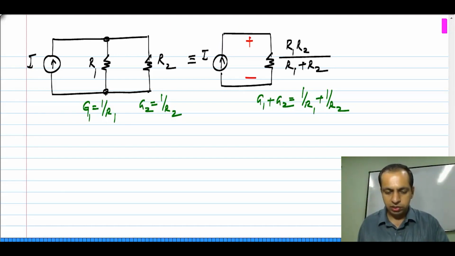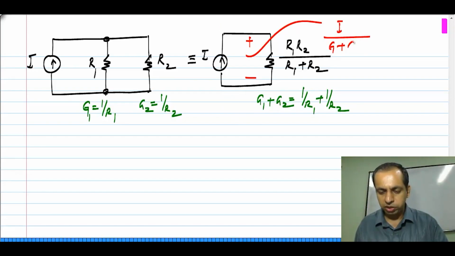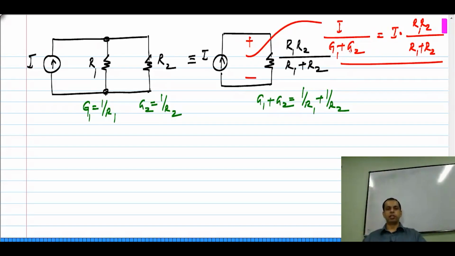If we apply a current I, then the voltage that appears across this is simply I times the resistance value, or I divided by the conductance value. So, this voltage is I divided by G1 plus G2, which is of course the same as I times R1 R2 by R1 plus R2. So, sometimes when you have parallel combinations, it is useful to use conductances in the analysis rather than resistances. You should get used to both of them. Sometimes some of the expressions look simpler with conductances than with resistances. So, that is the motivation for using them.